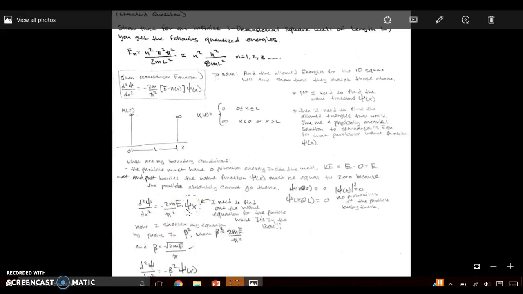So now what I want to do is solve the Schrodinger's equation. I want to solve the second order differential equation, and I do so by finding my wave equation, which is here, psi of x.